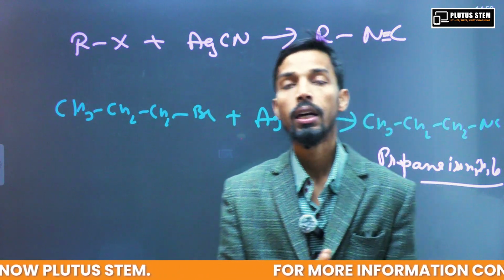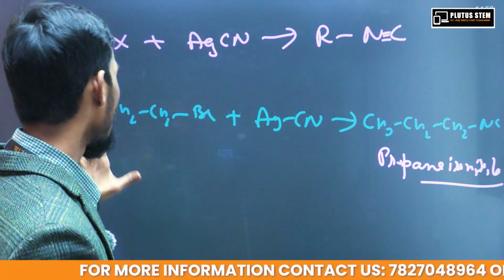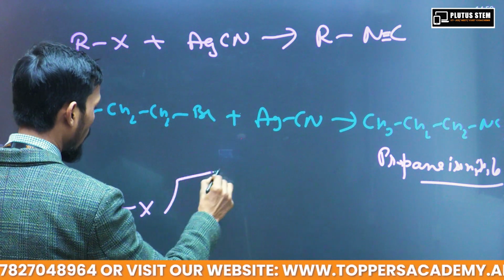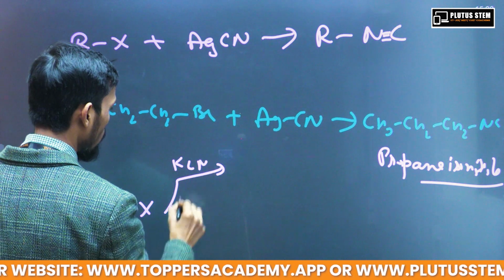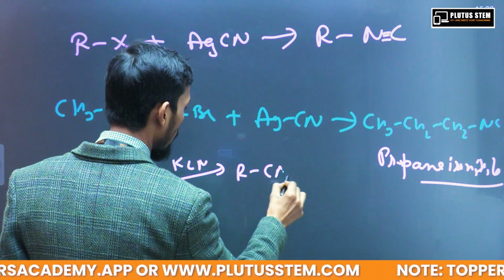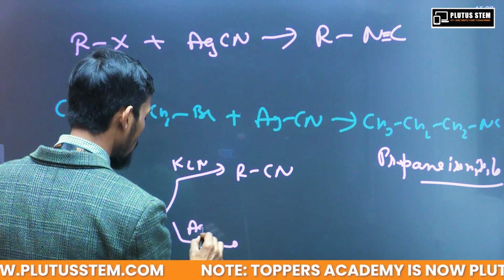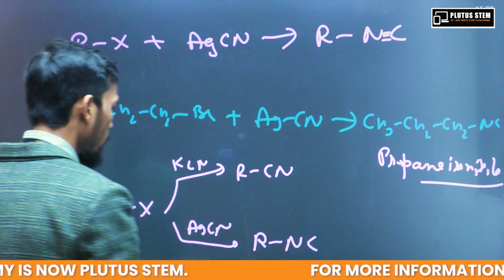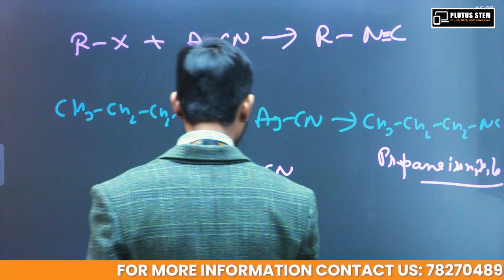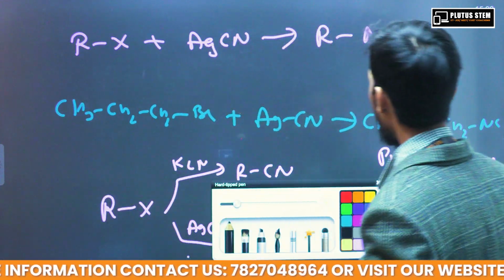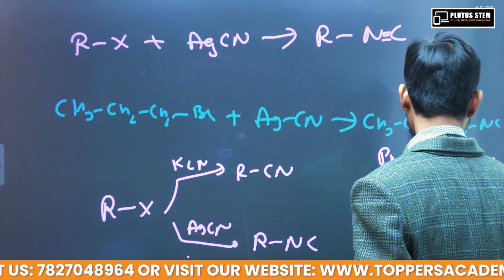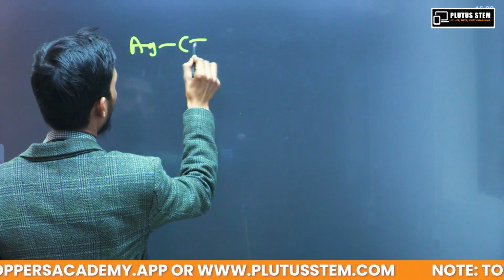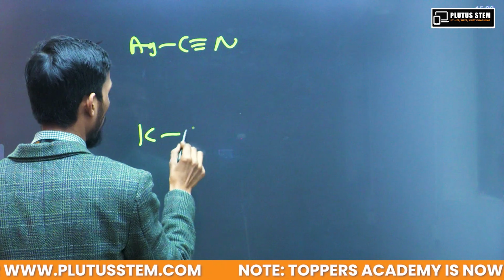So why are we having this difference in the product when we are having AgCN and KCN? You can say that we are having RX and we are reacting with KCN, we are getting RCN. But if we are reacting with AgCN, we are getting RNC. So why is it so? Because if you visualize into the depth of this AgCN bond and KCN bond.